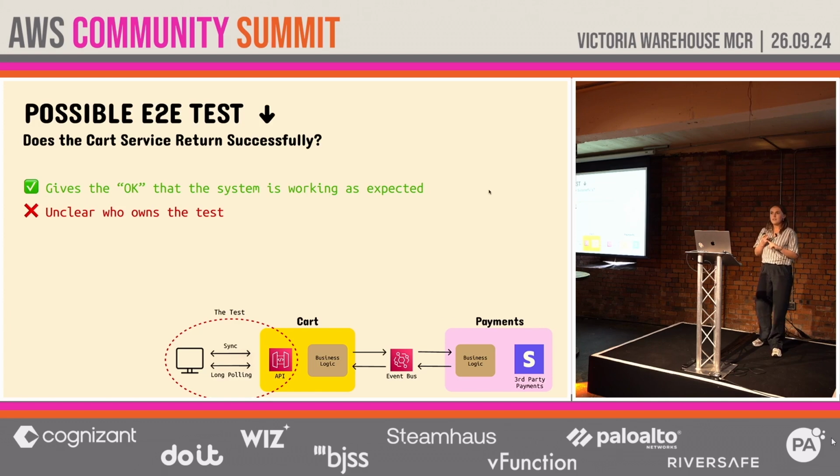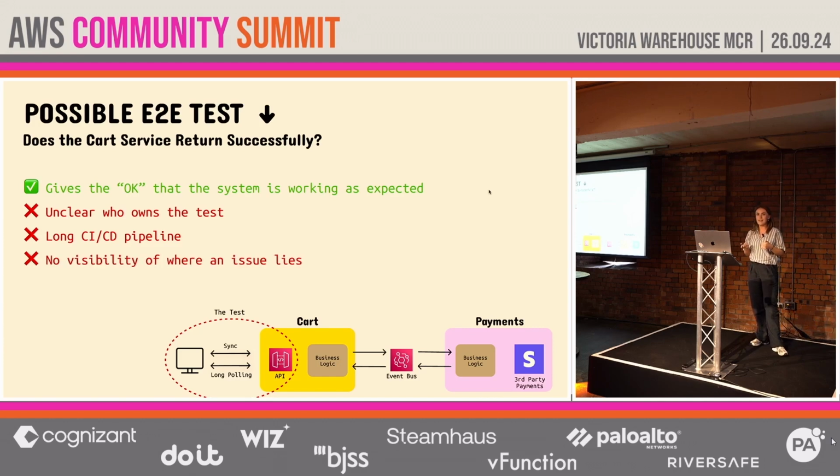But firstly, it's unclear who owns the test, because if the cart service owns the test, they're going to have to also deploy the payment service to make it work. There's going to have to be some kind of deployed version of the payment service for this to happen. It's going to be a really long CI/CD pipeline. You've got to deploy the whole flow in order to test it before you merge.